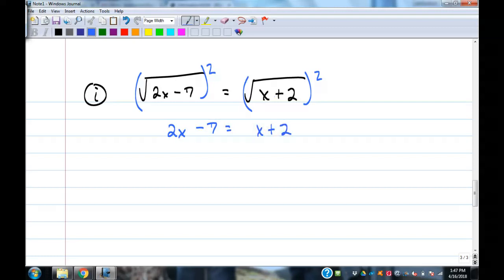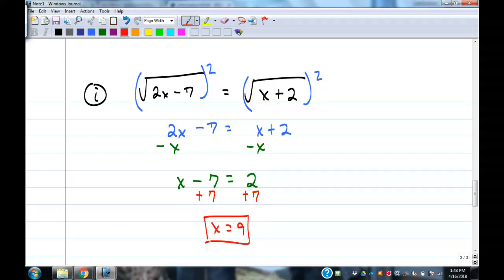And how do we do what now? Okay, that's a good idea. 2x minus 1x is x. Still got the minus 7. It's just 2 on the other side. Plus 7. X is 9. Still not very hard. Okay.